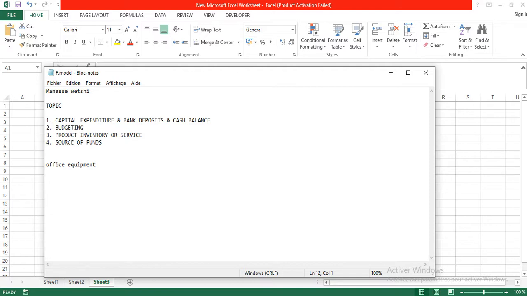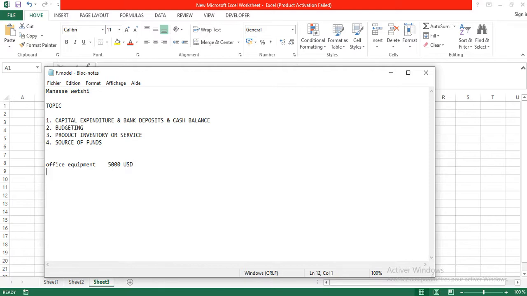Apart from office equipment, for instance, I'm buying two bicycles. No, let me just keep it simple. Office equipment only. Office equipment is an asset. This will come in the category of capital expenditure. Let's assume I have spent like 5,000 USD.